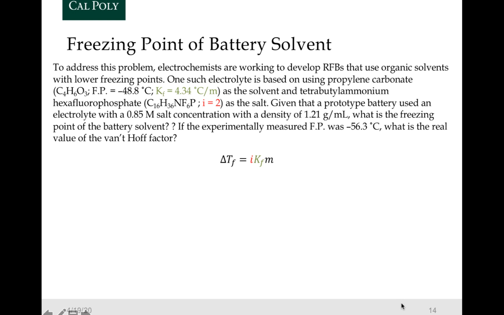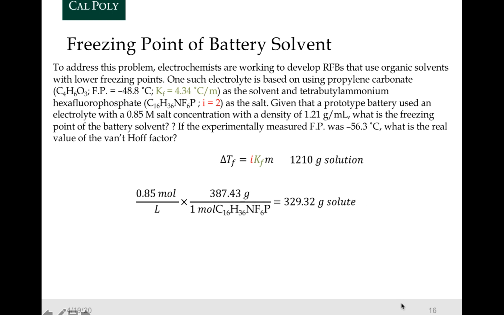So we need to figure out what the concentration of salt is in our solution. To do this, we're going to make the assumption that we have a liter of our solution, and we know the density of the solution, so from that we can figure out the mass of the solution. We need to go from liters to milliliters, since our density is in grams per milliliter, and we see that we'd have a total of 1,210 grams of solution.